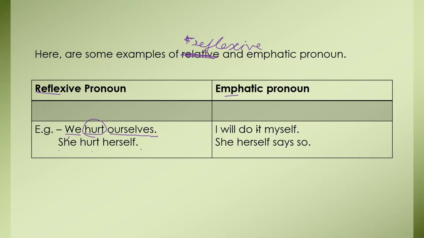Emphatic pronoun. I will do it myself. Here, if we remove the word myself, we are still able to get the same meaning. I will do it. She herself says so. If we remove the word herself in this sentence, the meaning is still the same. She says so.